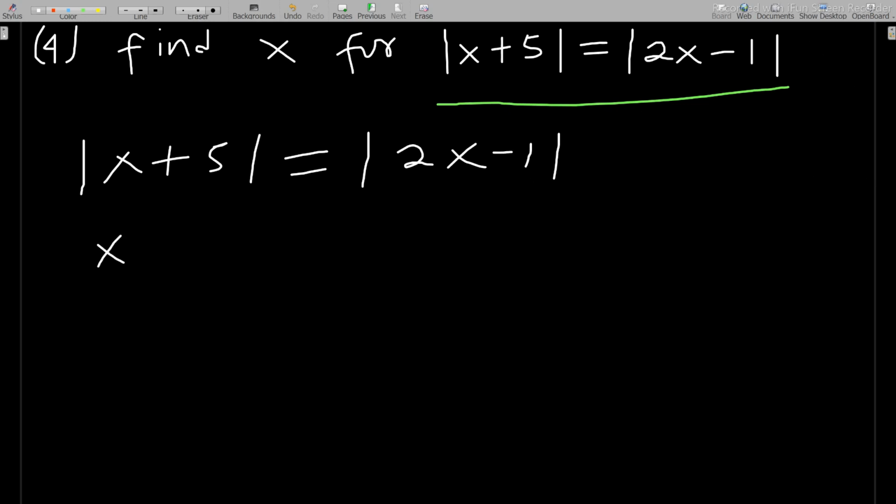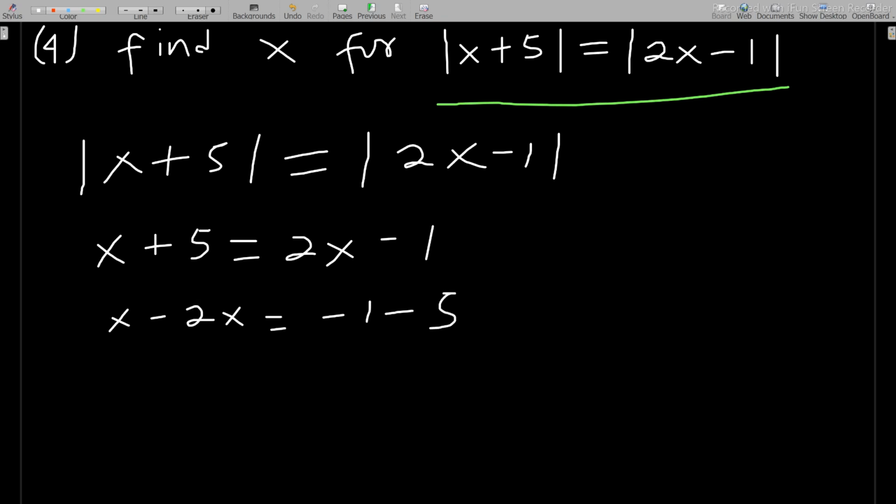Okay, so first you have two solutions, but here what you do is this. First of all, solve it like this, remove the absolutes and solve it. x plus 5 equals 2x minus 1. Now I have x minus 2x equals negative 1 minus 5. So I have minus x equals negative 6. Then x equals what? 6.